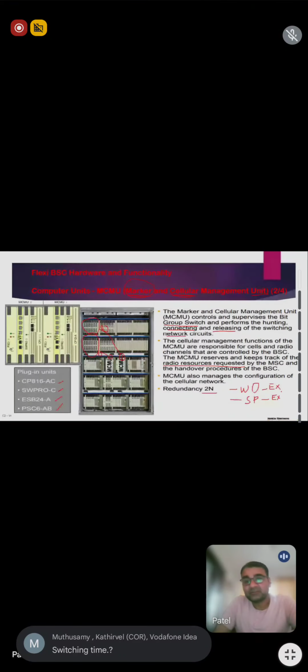Okay. So next is the BCSU. As we see, the MCMU is the controlling card, means the brain. All the call connecting, releasing, and resource management is done by the MCMU. These things are done by the MCMU, but without signaling, how is it done? In telecommunication or call flow, signaling is the masterpiece. So definitely the BSC has some units which handle signaling.